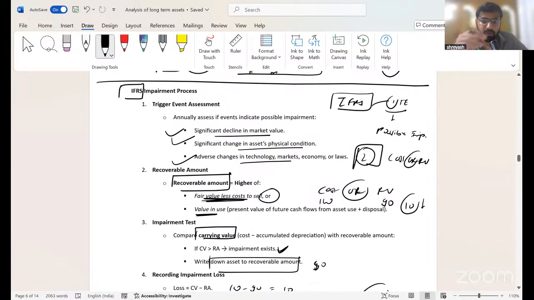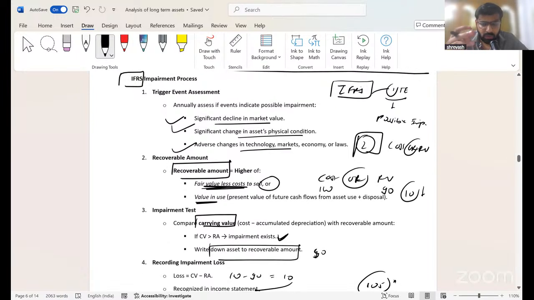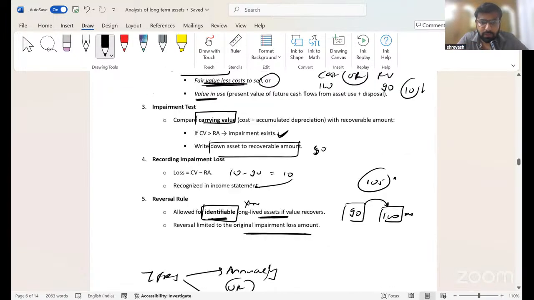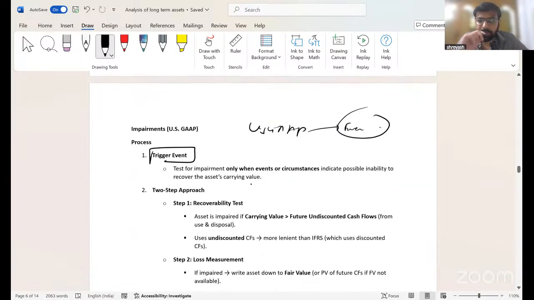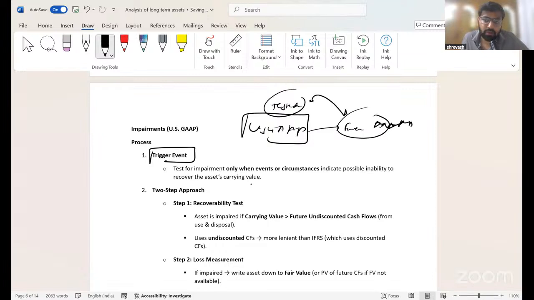I use carrying value, not cost. We compare the recoverable value and the carrying value, whichever is lower, and we understand that. Sir, in case of US GAAP, how do I compare? First, it is very important to understand that in US GAAP, impairment should be tested only when an event exists and not annually. That means I should check for impairment only when an event exists and not annually. This is very important to understand.